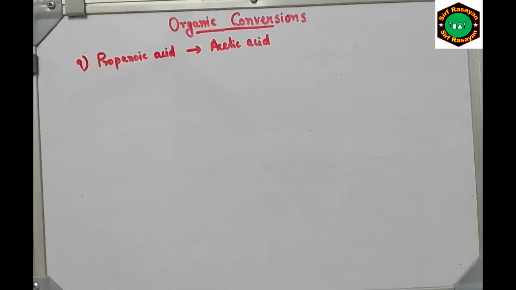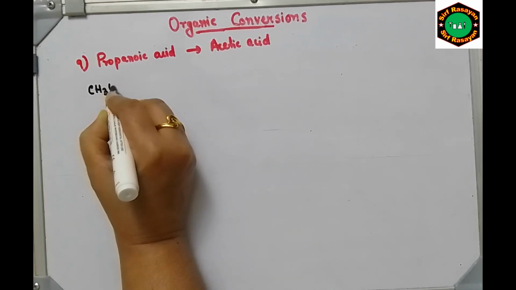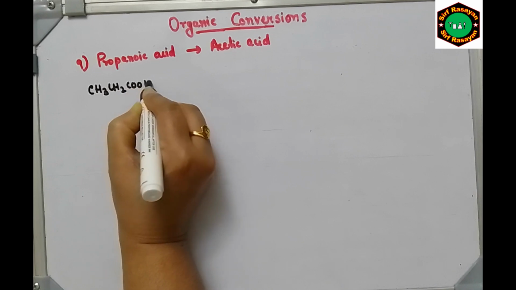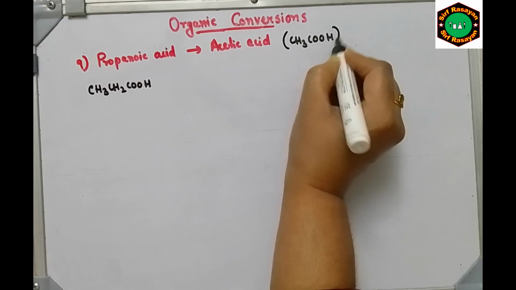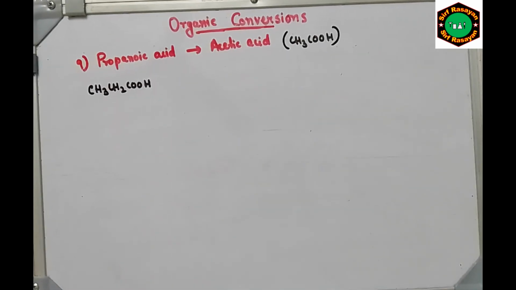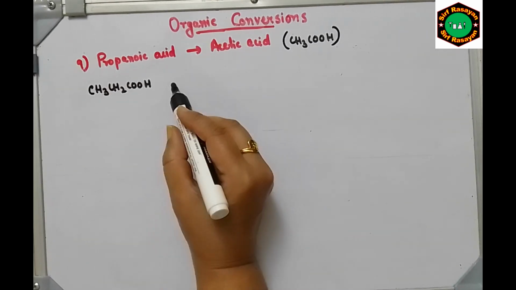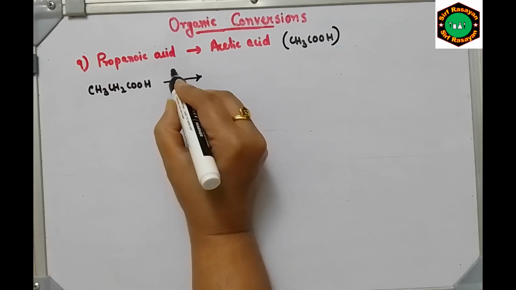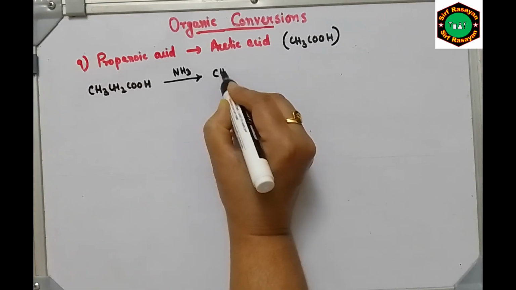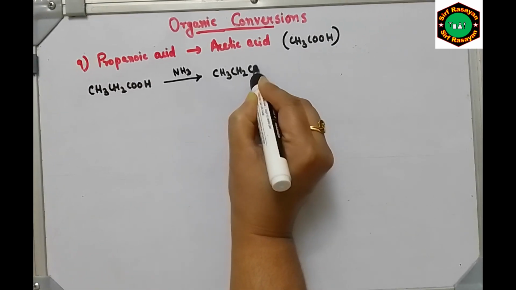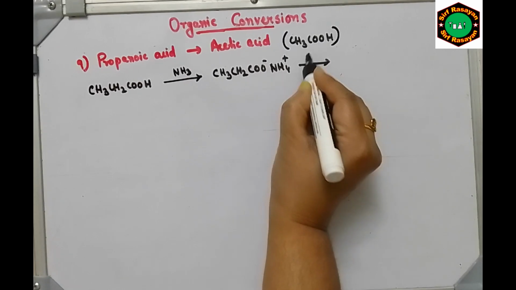Next is propanoic acid to acetic acid. What is the structure of propanoic acid? CH3CH2COOH. What is acetic acid? Acetic acid is CH3COOH, ethanoic acid. Now see, here 3 carbon atoms are there, here 2 carbon atoms are there. So stepping down you have to do. In previous example we did already. So what we have to do? We have to treat it with ammonia. First we will get ammonium salt, CH3CH2COO minus NH4 plus. Then we have to heat it.